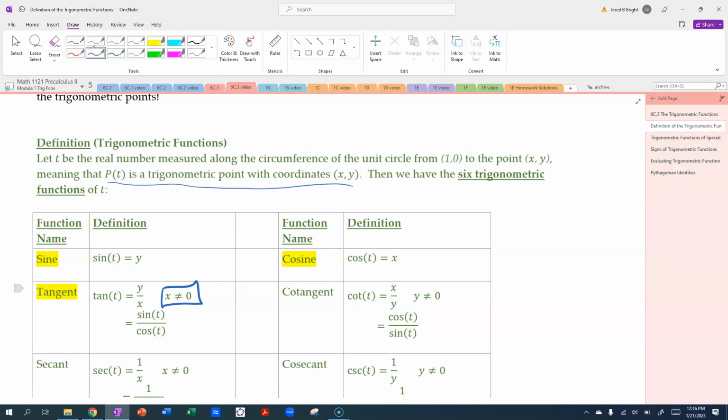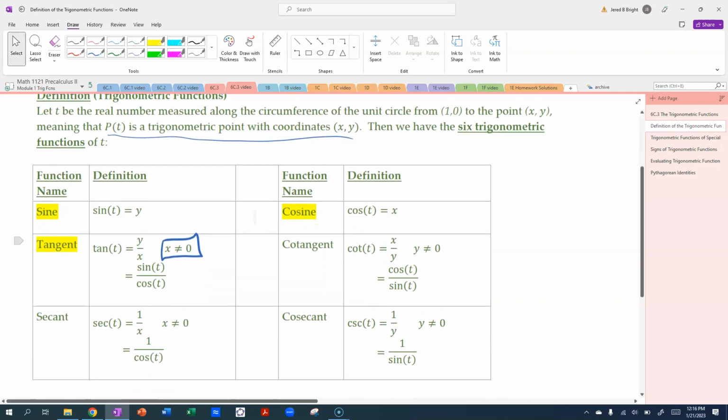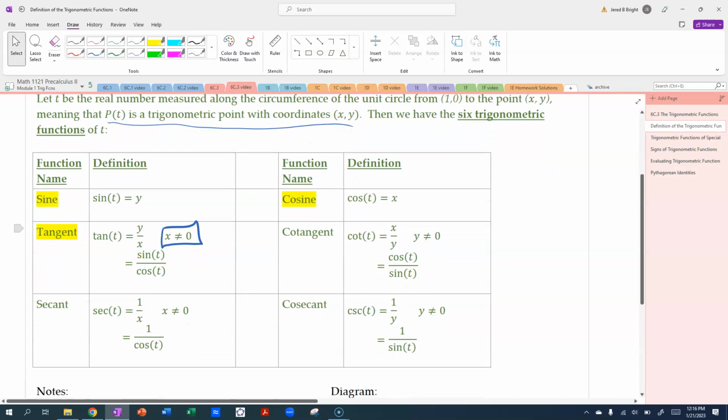To go along with these three main functions, we have what we think of as their reciprocal functions. Cotangent is the reciprocal of tangent, meaning interchange numerator and denominator. So instead of tangent being y over x, cotangent would be x over y. Secant is the reciprocal of cosine, 1 over x. And cosecant is the reciprocal of sine, so 1 over y.